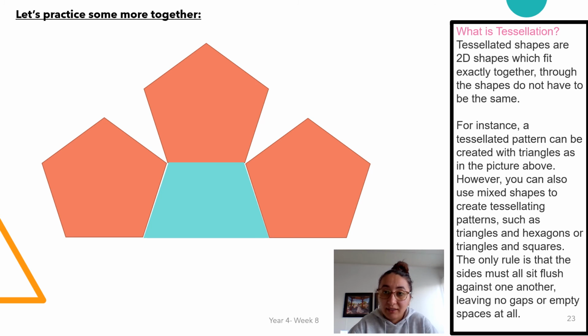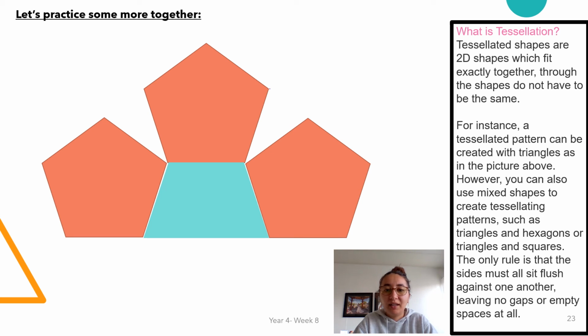Ends, they are joined flush against each other, and they leave no gaps or empty spaces at all. So obviously my tessellating pattern here has only just begun. It is not complete because there are so many white spots. You can have a look, and I can't exactly, there are no shapes on mine. All I can do is draw, so bear with me. I'm just going to do the outline.